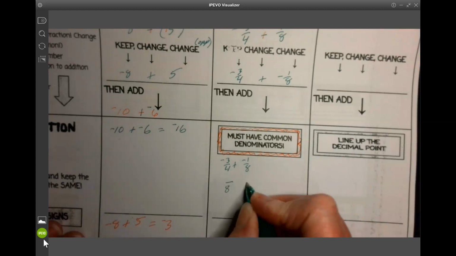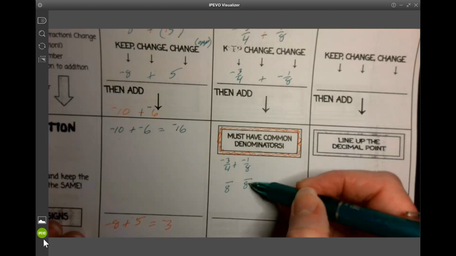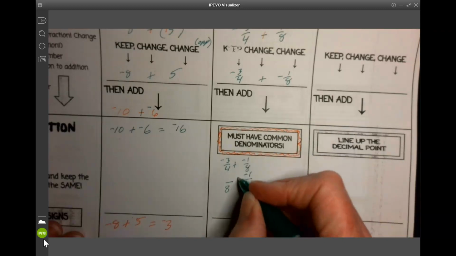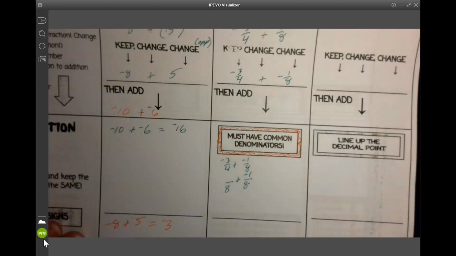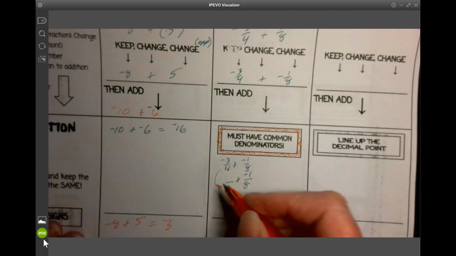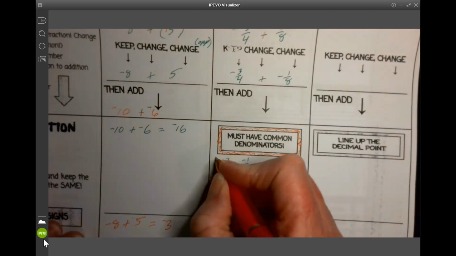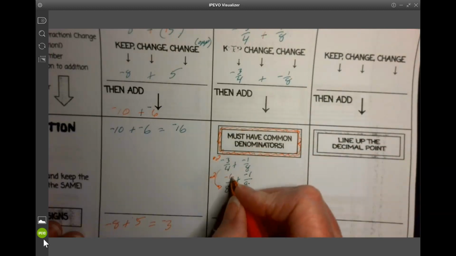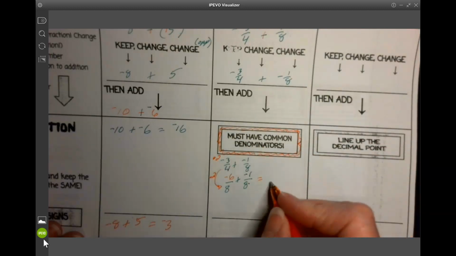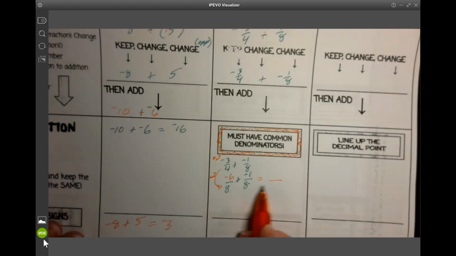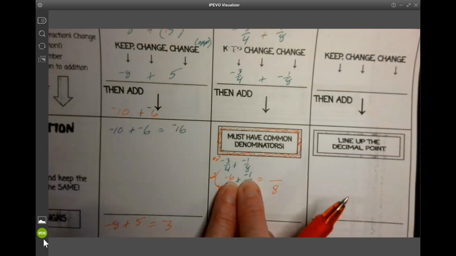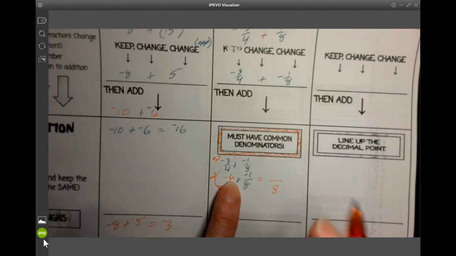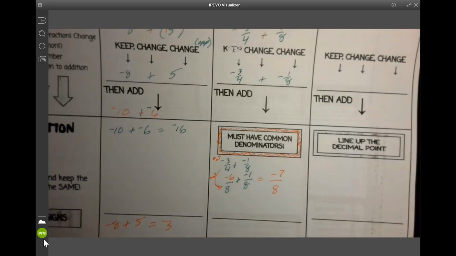So I rewrite it down here. What do I do to 8 to get 8? Nothing. Just bring it along. What do I do to 4 to get 8? Well, I multiply by 2. So guess what? I have to multiply by 2 up here. So negative 3 times 2 is a negative 6. Now, the beautiful thing with fractions is the denominator just comes right on over. Don't change it at all. And then I go to my rules for addition. Negative 6 plus a negative 1, my signs are the same, so I add, and my sign stays the same, so I get a negative 7/8. Okay, good.